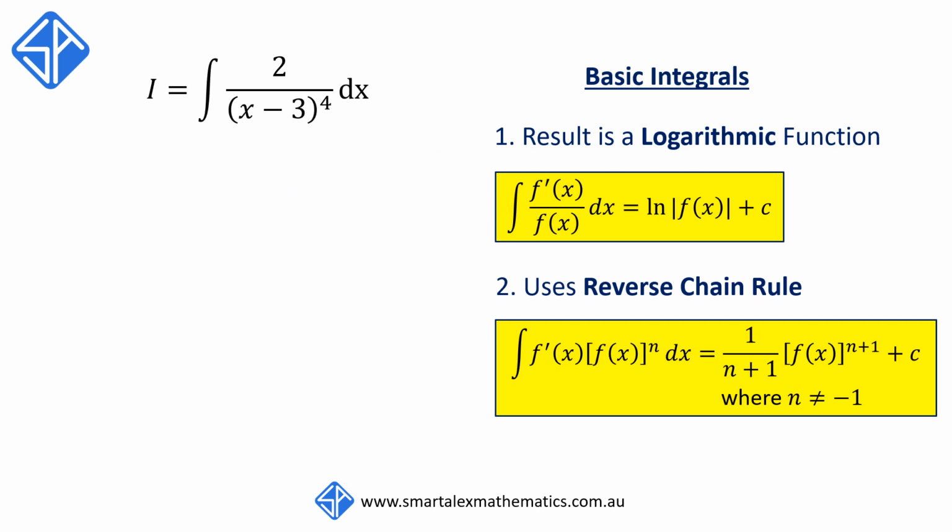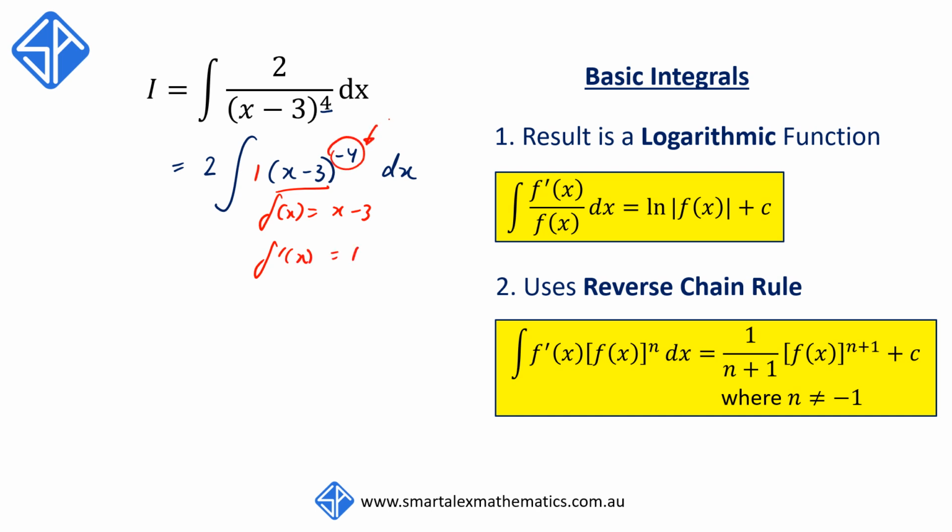Our second example looks very similar to the first, except this time we've got the power of 4 on the denominator. The numerator clearly is the derivative of the denominator. What I'm going to do first is to again take out the 2 and, using the negative index law, rewrite this as x minus 3 to the -4 dx. Now, if we let f of x be equal to x minus 3, f dash x is equal to 1. The power of -4 is n, so n is equal to -4.